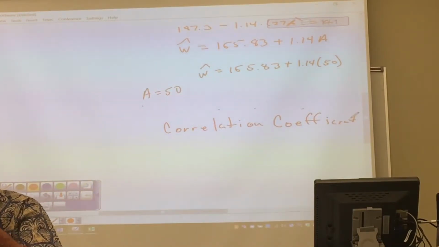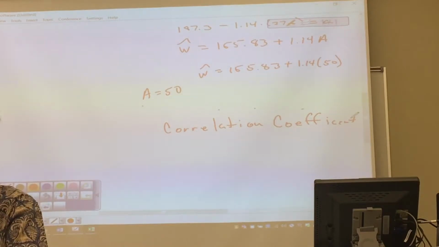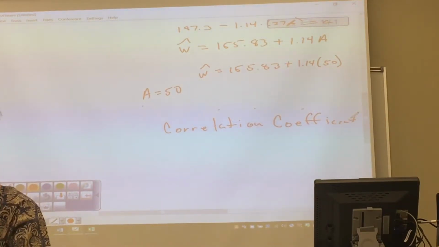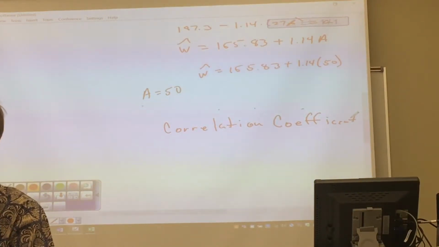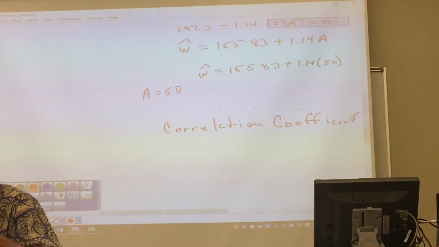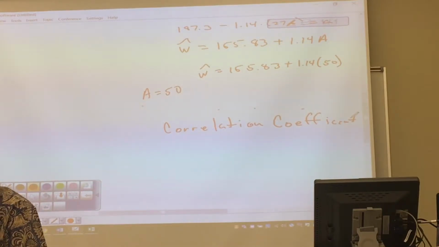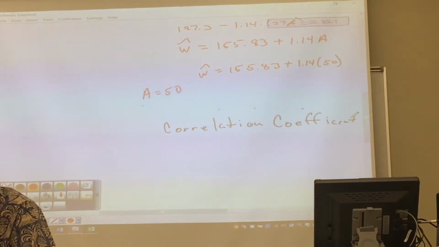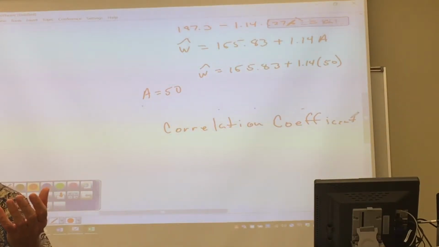What does it mean to be correlated? Connected. They're somehow connected, but correlation does not mean causation. Two things can be correlated, but one has no cause to the other. That was the big argument for years about cigarette smoking.